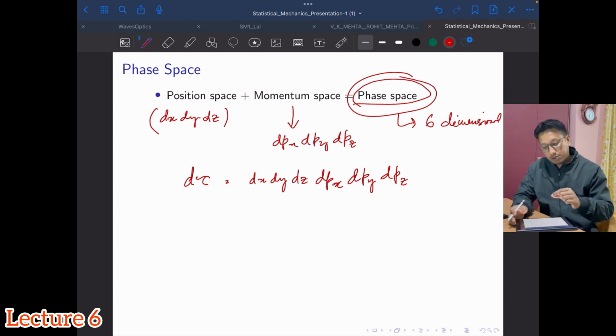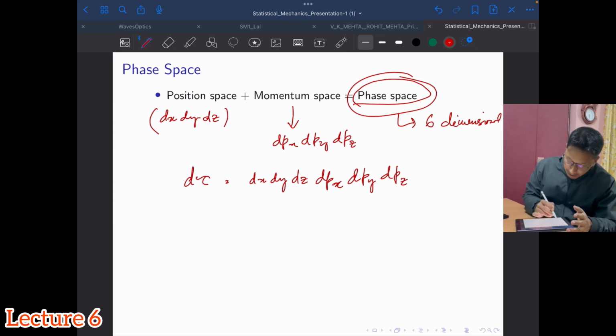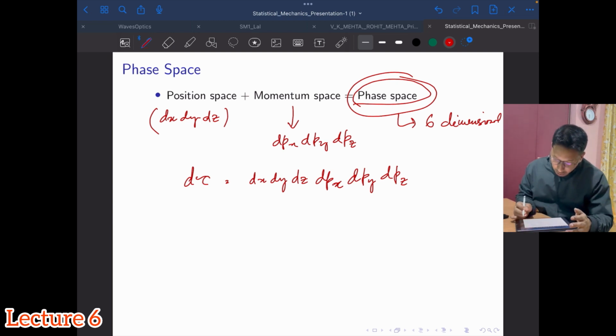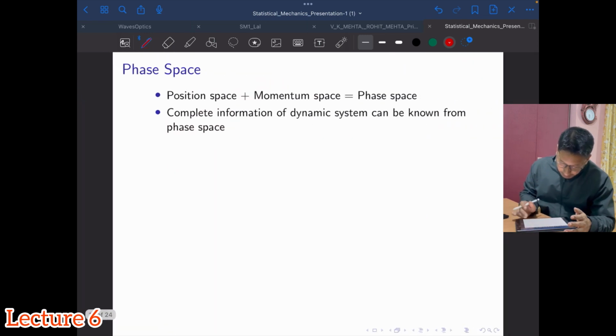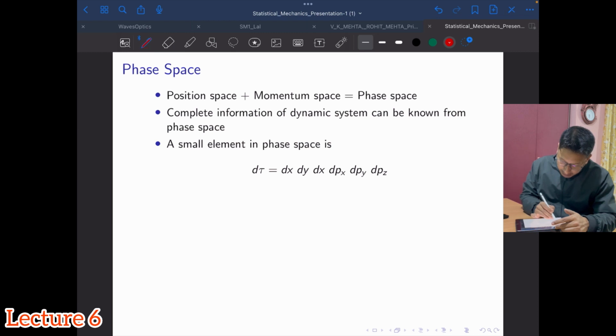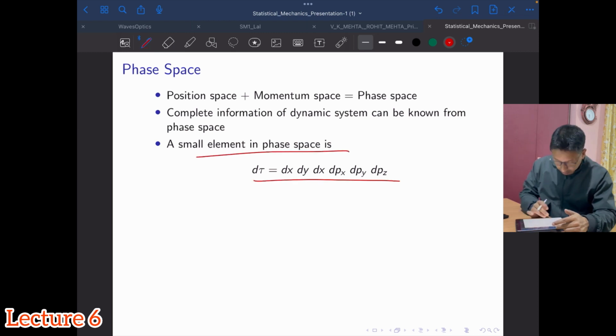The point in the phase space gives you the complete information about the particle, its position as well as its velocity. Basically, when a particle moves, its momentum will change, maybe its location will change, and then that point will move in phase space. So let's see what is written here. Yes, the complete information about the dynamic system can be known from the phase space, and the small element in the phase space, as I talked about in the previous slide as well, is given by this particular expression.